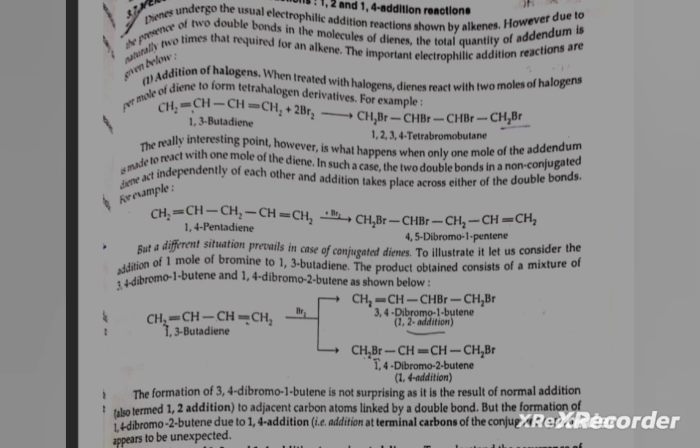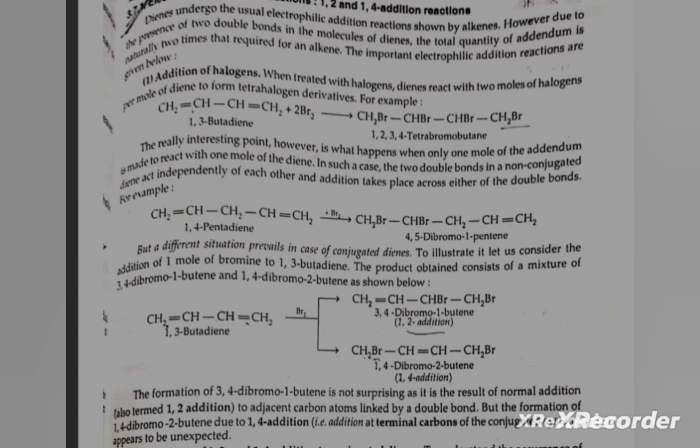First, addition of halogens. When treated with halogens, dienes react with two or more moles of halogen per mole of diene to form tetrahalogen derivatives. The really interesting point, however, is what happens when 1 mole of the addendum is made to react with 1 mole of diene.